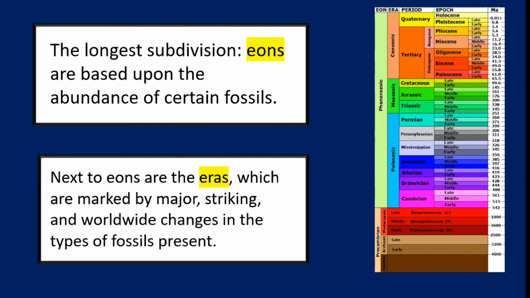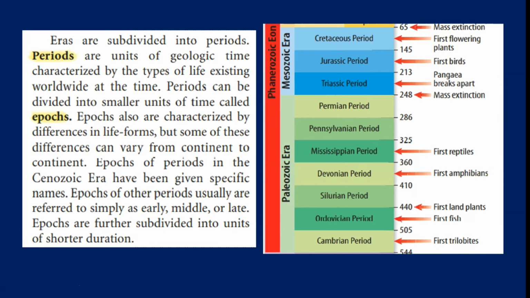Next to eons are the eras that you can see in this part of the chart, which are marked by major, striking, and worldwide changes in the types of fossils present. Eras are subdivided into periods. Periods are units of geologic time characterized by the type of life existing worldwide at that time. As you can see, these are some common periods: Cambrian period, and one that is very common or studied is the Jurassic period.